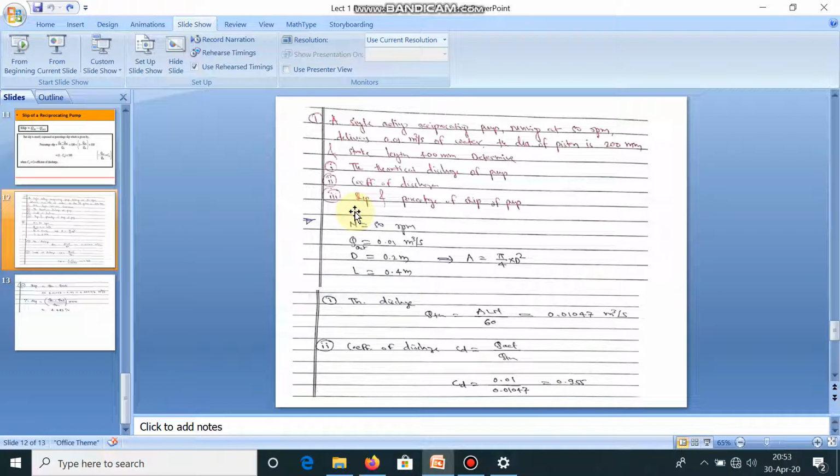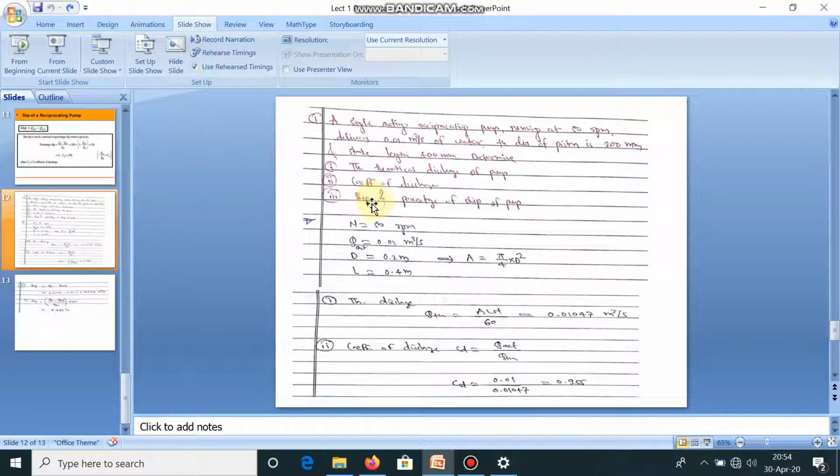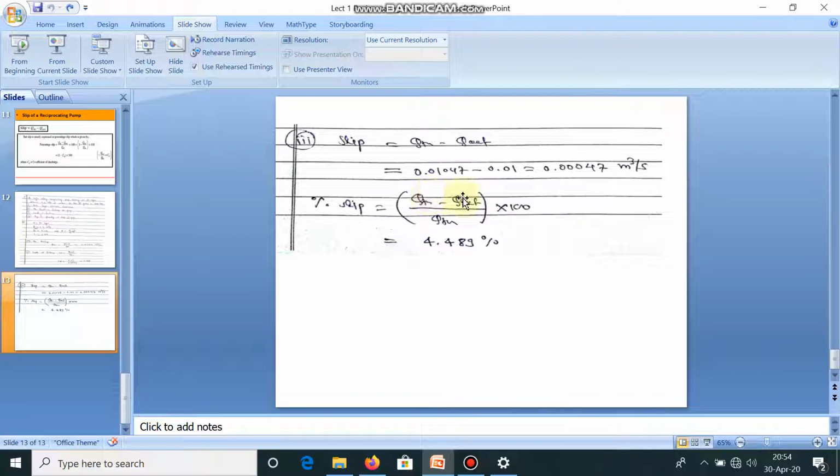The third problem is to find slip. Slip is the difference between theoretical discharge and actual discharge, equal to 0.0047 meter cube per second. And also we have to find the percentage of slip, which is equal to theoretical discharge minus actual discharge upon theoretical discharge into 100, or else you can use the formula 1 minus CD into 100.